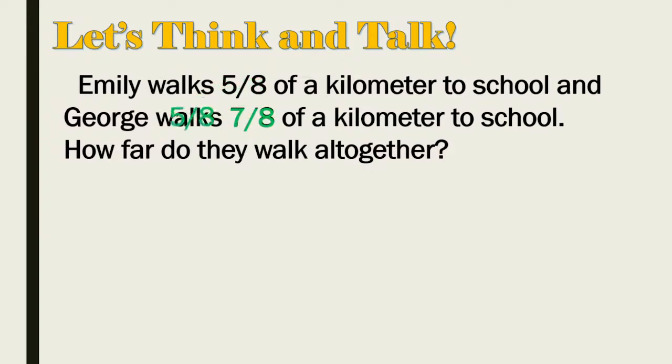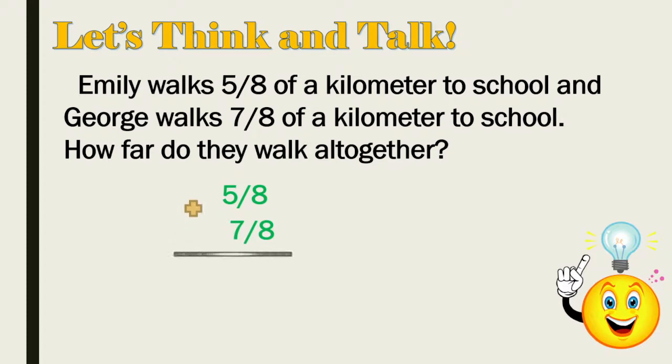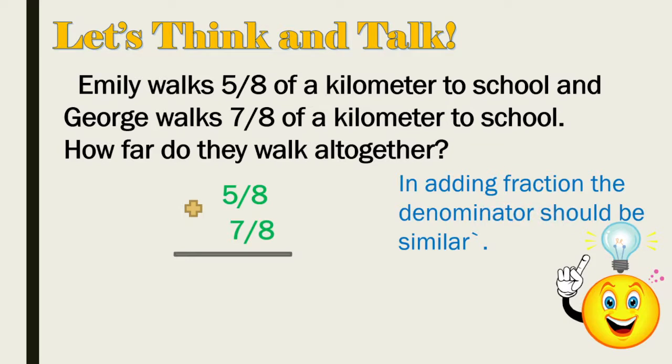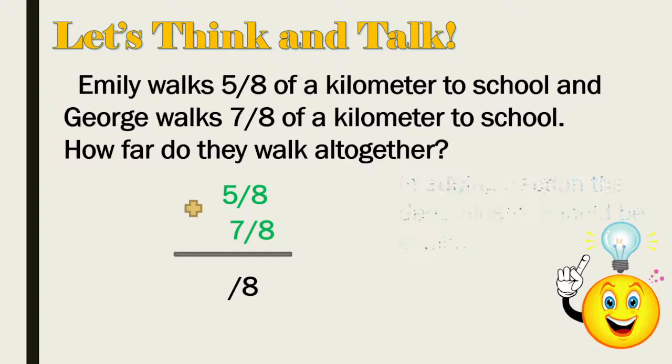So 5/8 and 7/8. You need to get those two fractions and add them. If we're going to add fractions, the denominator should be similar, because you cannot add fractions if they have different denominators. Remember, okay? So if the denominator is 8, you could just write 8. Copy the denominator. Then, if you're going to add the numerators, 5 and 7, it makes 12.